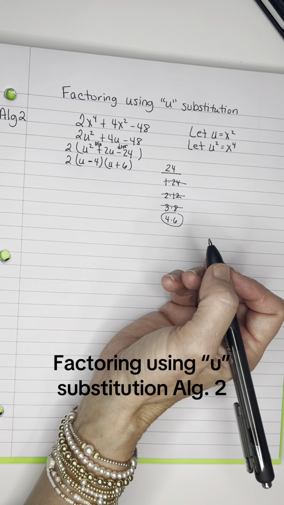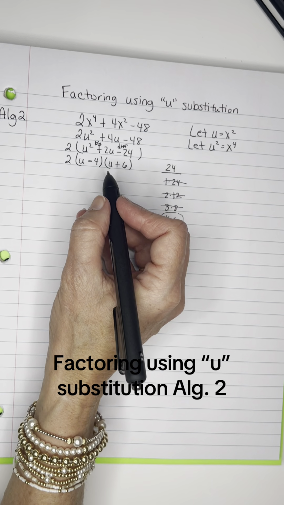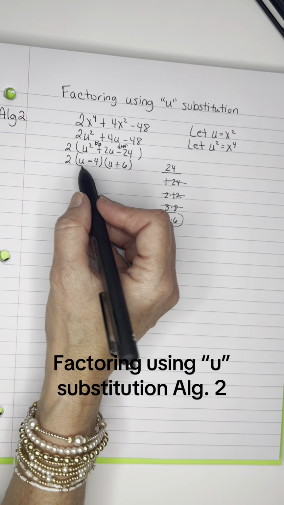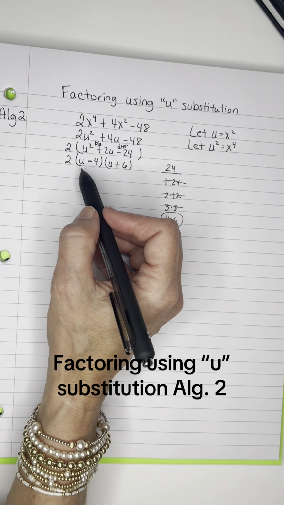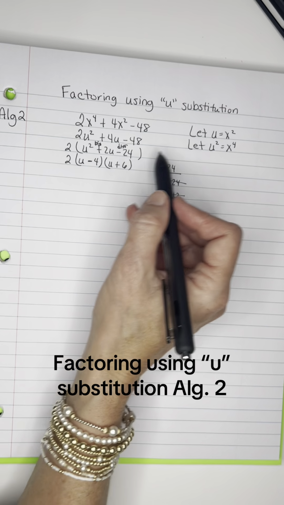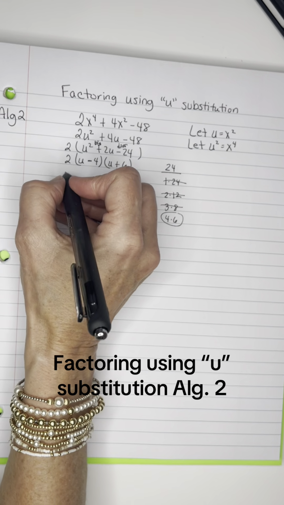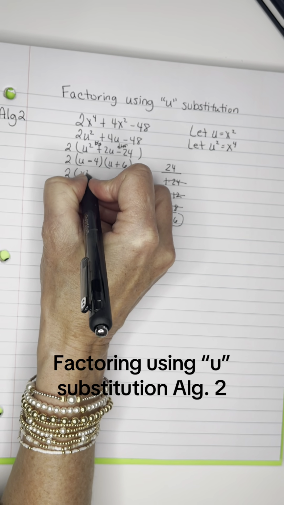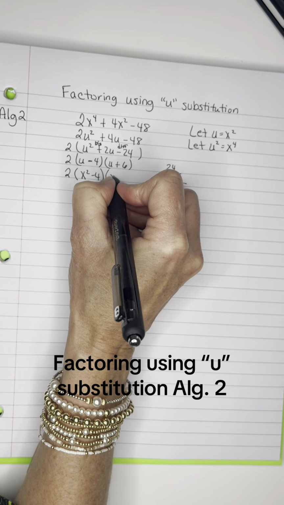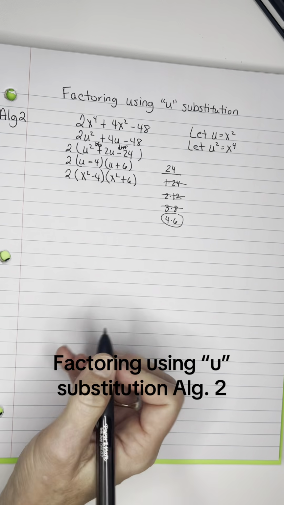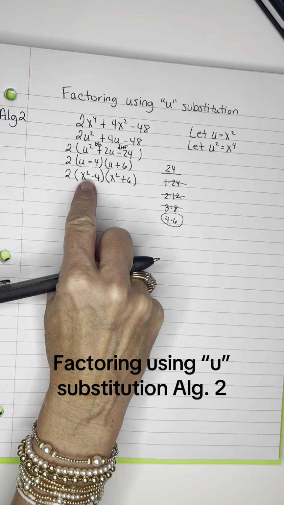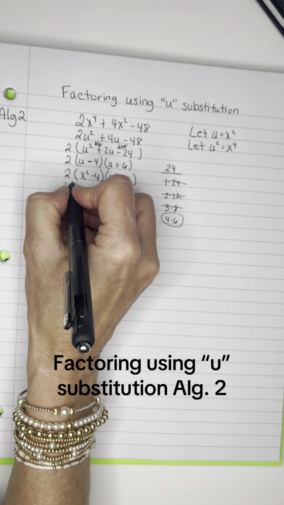And then, let's see, we're going to go back at this point and substitute the x squares back into these used positions. So that will become x squared minus 4, and this will become x squared plus 6. Okay, this is a difference of two squares, so I will factor that.